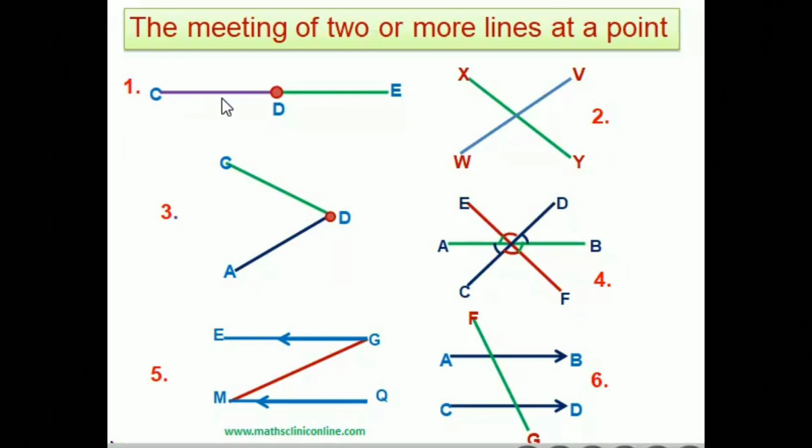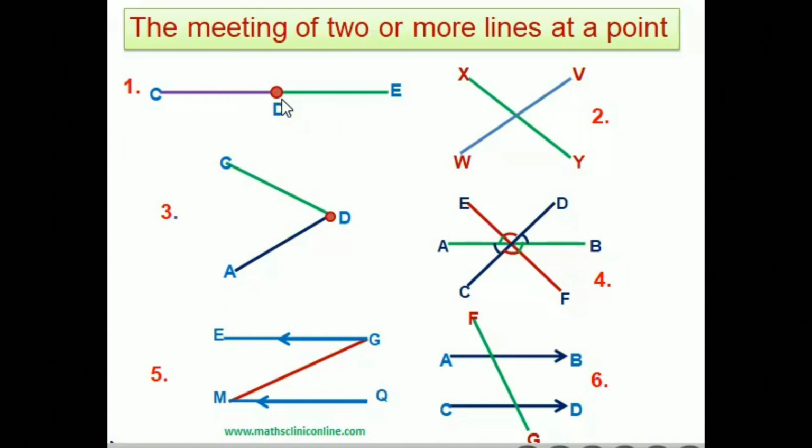Now look at number 1. Line CD is a straight line. Line DE is a straight line. The 2 of them are meeting at point D. Now there is an angle created, and we say angle on a straight line. Here is an angle on a straight line, and we call it 180 degrees. Then below here is also an angle on a straight line, and we call it 180 degrees also. That tells you that angle at a point is equal to 360 degrees.